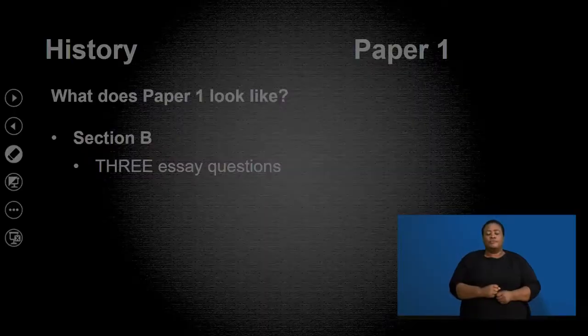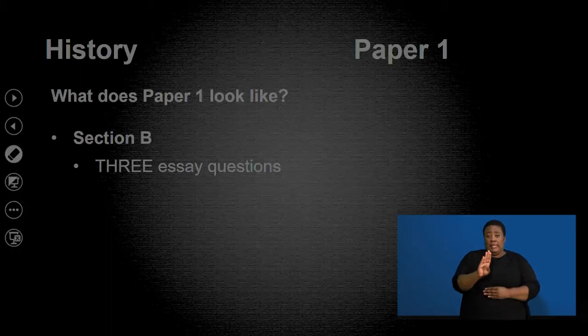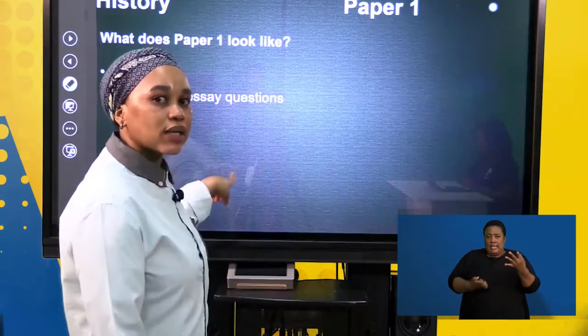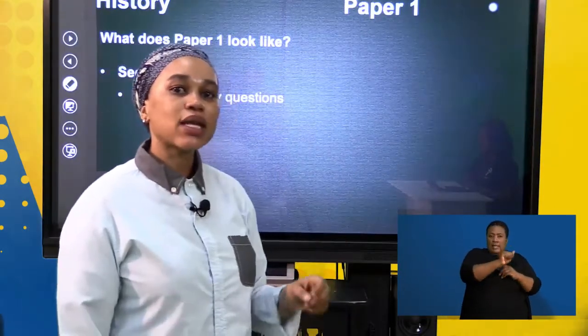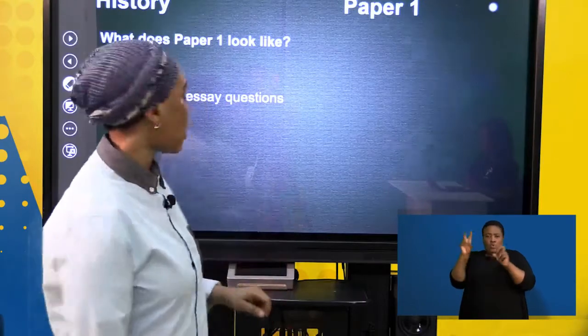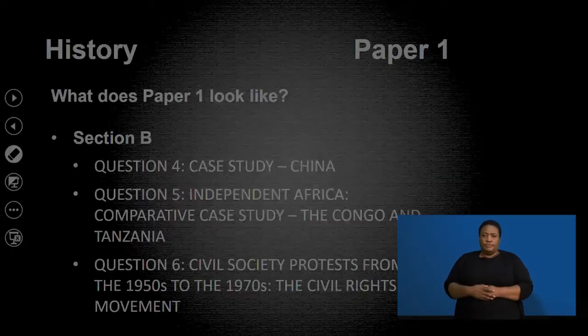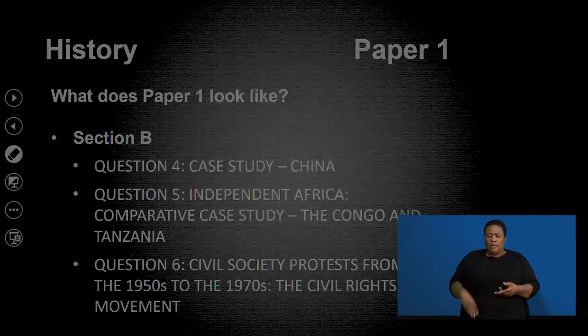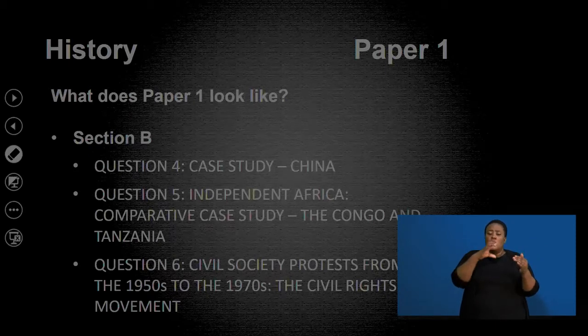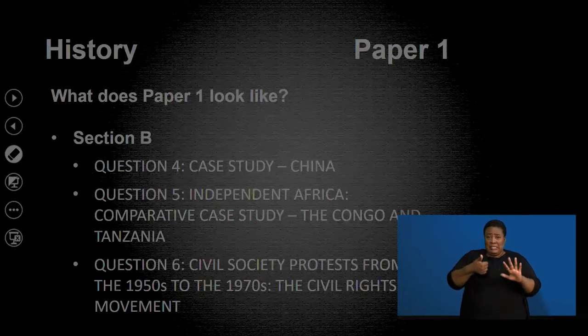Now let's move on. Section B consists of 3 essay questions. So as I did with section A, I'm going to show you the different topics contained in section B. That is your essay topics. If you look at section B, question 4, the case study is China. Question 5 is independent Africa, so there is a comparative case study there of the Congo and Tanzania. And then question 6 is civil society protests from the 1950s to the 1970s, the civil rights movement.